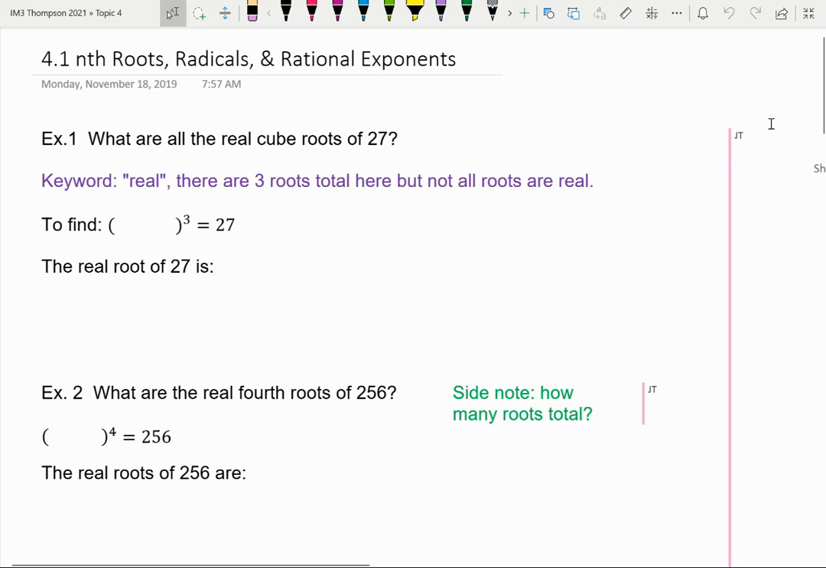So what are all the real cubed roots? I'm going to underline real cubed roots of 27. We're going to talk about how many roots there are and then how many real roots there are for the cubed root of 27. If I'm talking about cubed root, I draw a radical with a 3 in the index position.